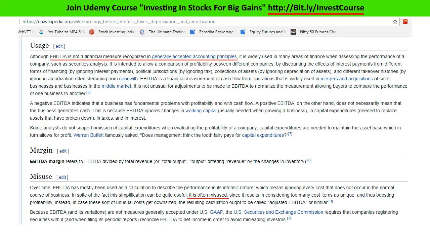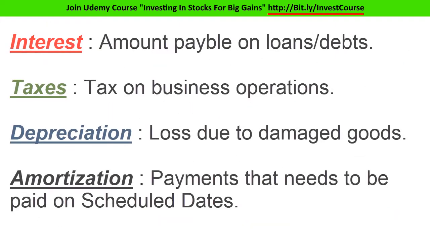Now let's try to break down EBITDA. Interest is the amount that a business has to pay if it has taken any loans. General taxes are taxes that a business needs to pay just to keep itself operating. Depreciation is reduction in profit which usually happens due to wear and tear of tangible property of the business. And finally, amortization is reduction in profit that happens due to a fixed payment schedule, if the business has any of it.